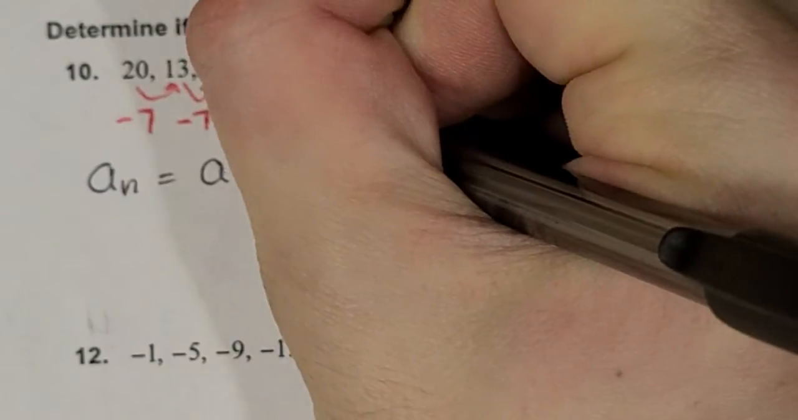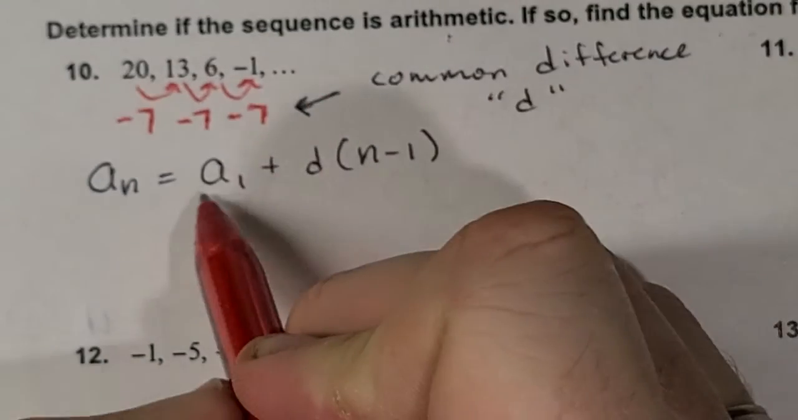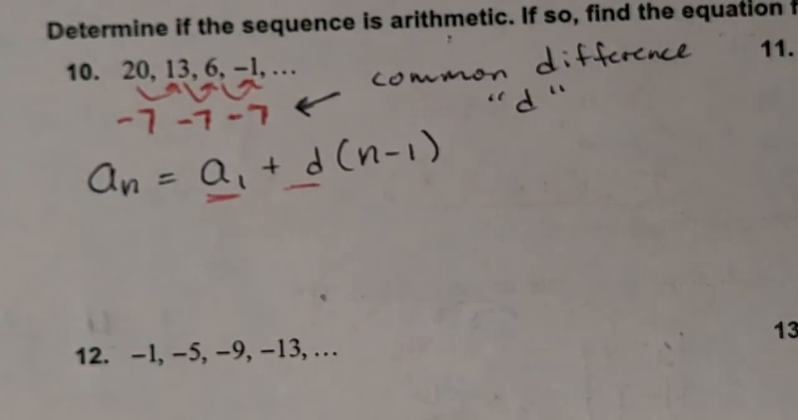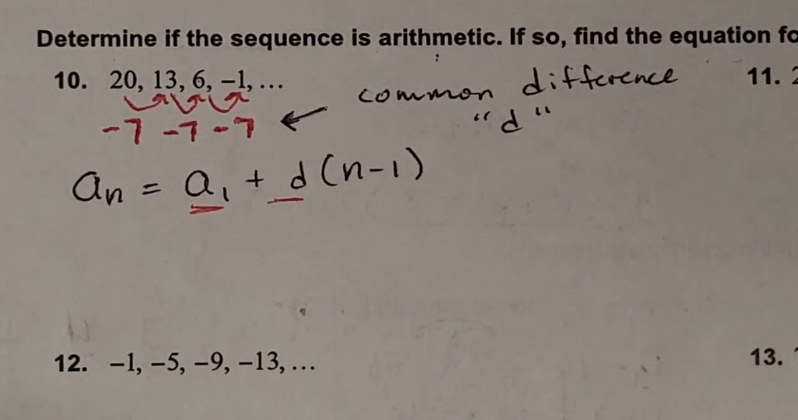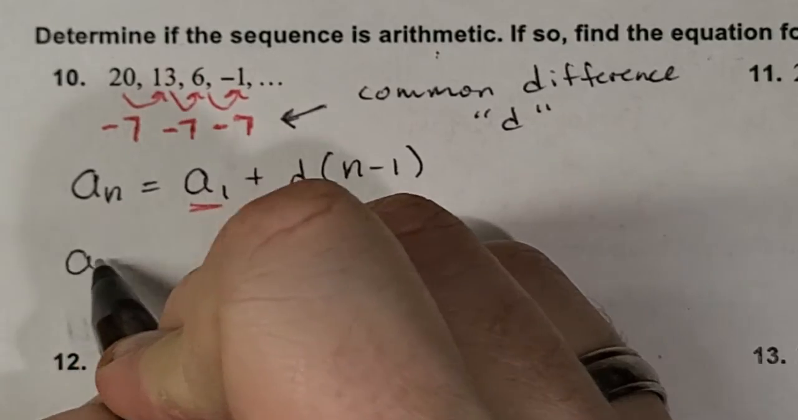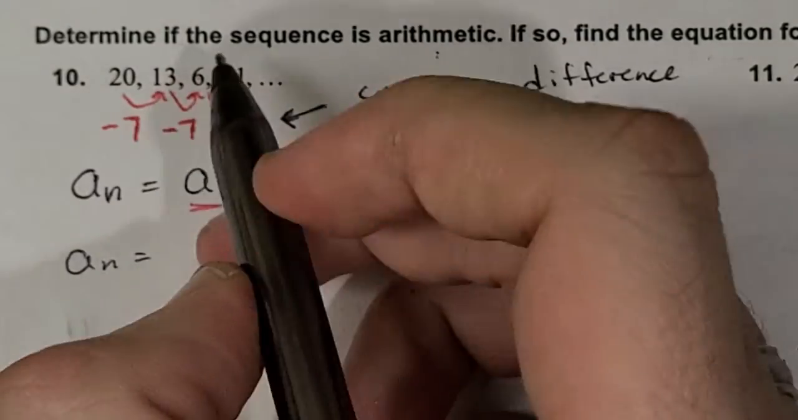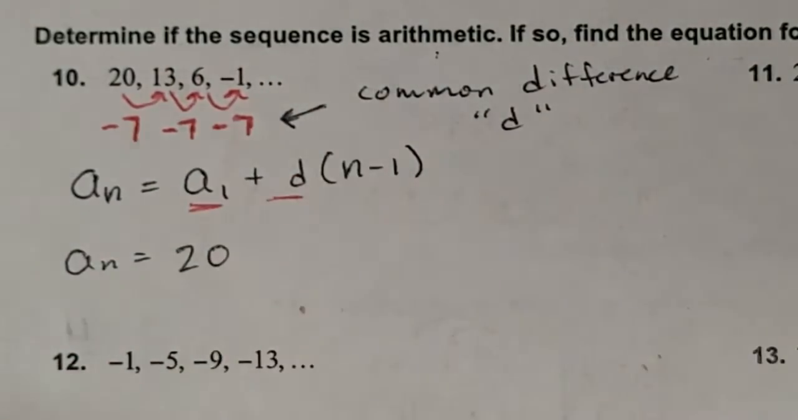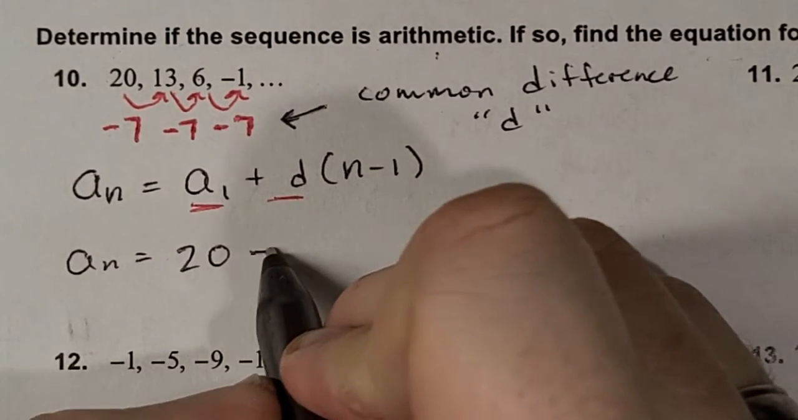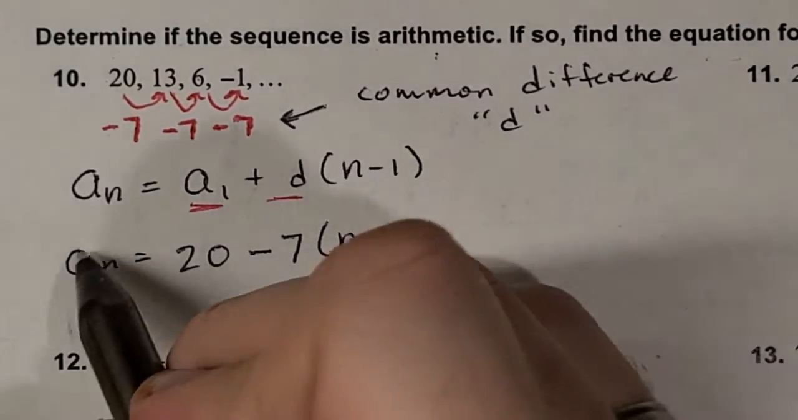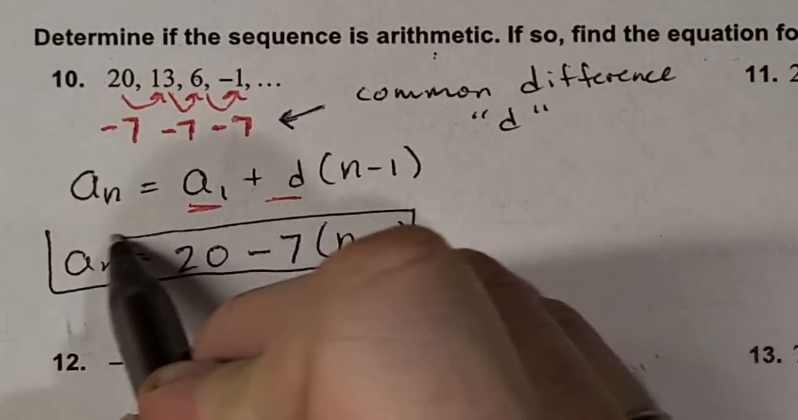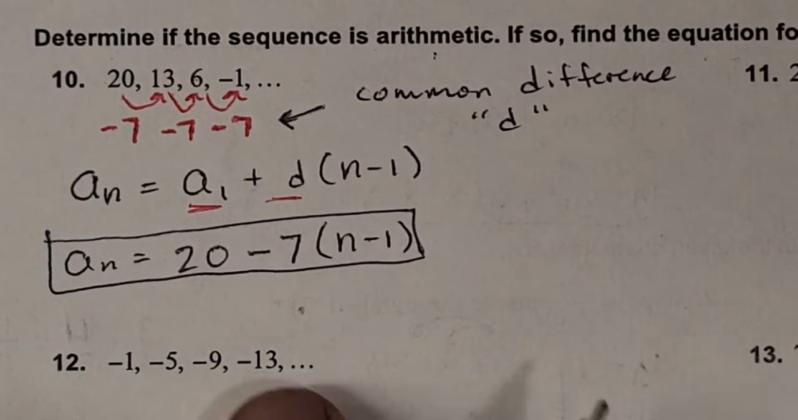And all you have to do is plug in these two things, my first term and my common difference, then you have your equation. Oops, sorry, got a little shaky there. So nth term, my first term in this sequence is 20. My common difference in this sequence is a -7. Now notice I'm not going to write 20 plus a -7. No, I'm going to write -7. So that's my equation for my nth term.